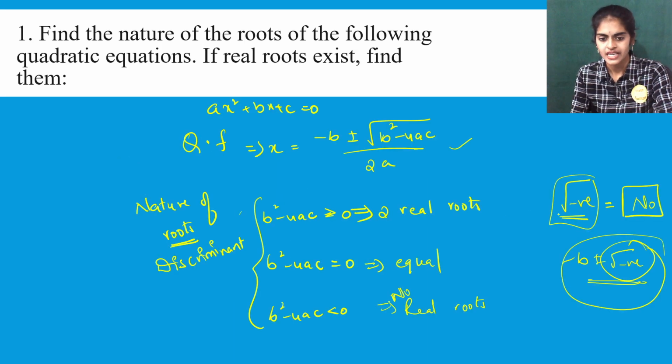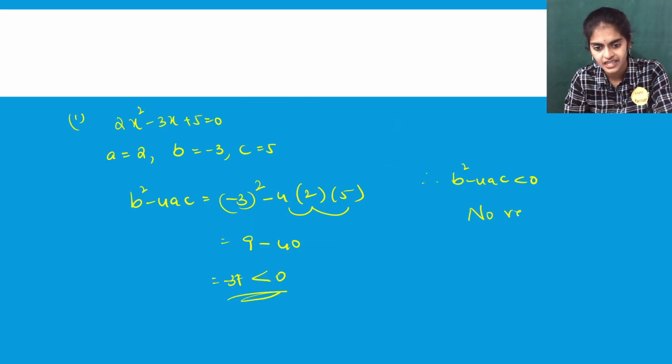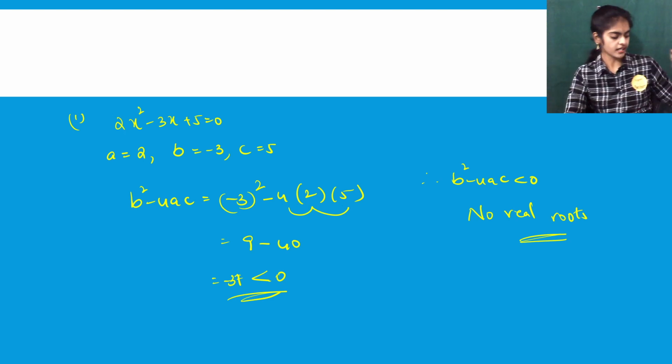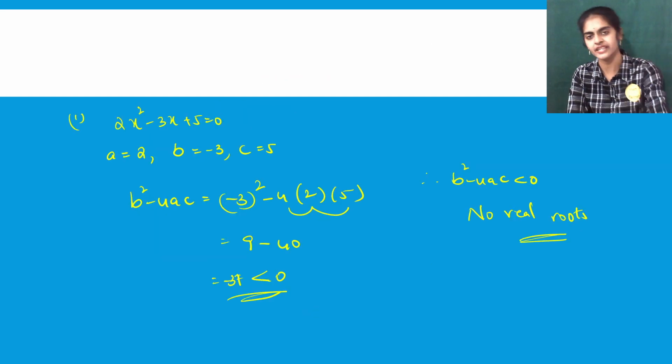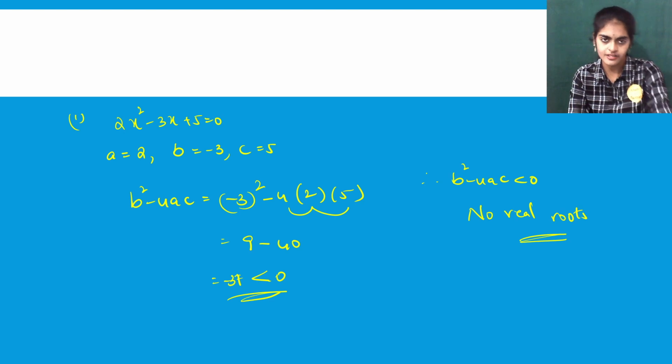What did I tell you? You will have no real root because the value under the root you are getting is a negative number. It cannot be real. So no real roots you have. The roots are imaginary. No real roots means the roots are imaginary. When the roots are imaginary, you don't find the solution for this. They told you if roots exist, then you'll find the roots. Here there are no real roots, so you are not finding the solution.